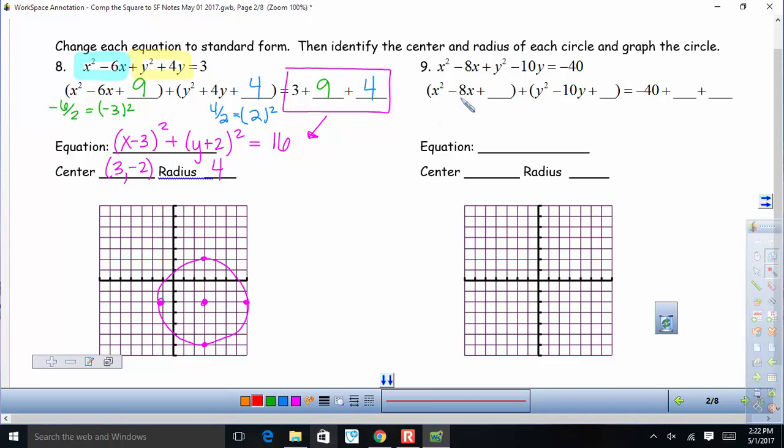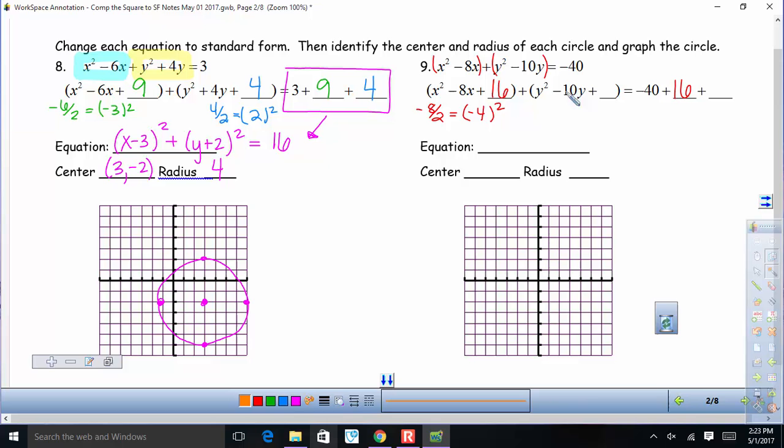Okay, so let's look at number 9. So in number 9, they gave us this equation up here. They grouped the x's and they grouped the y's. And now we have to complete the square so we can factor them. So to complete the square for the x's, we take -8, divide it by 2, and that gives us -4. We square -4 to get 16.